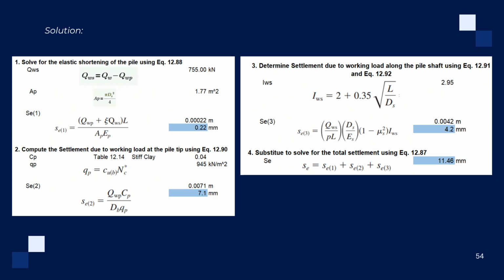Then you will substitute to solve for the total settlement using equation 12.87, where we will sum up all the results of SE sub 1 plus SE sub 2 plus SE sub 3. Then we will get the SE of 11.46 mm.